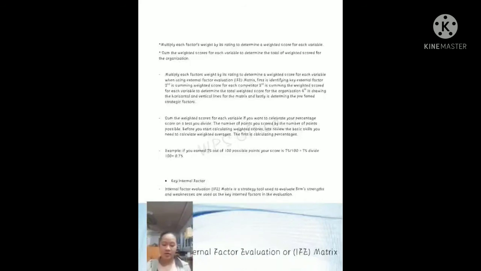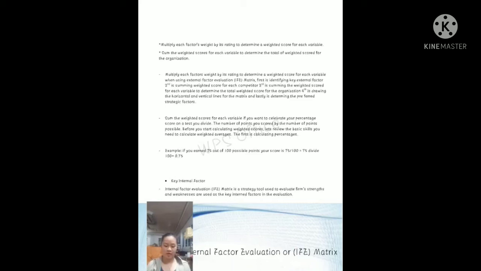Internal Factor Evaluation or IFE matrix: multiply its factor weight by its rating to determine a weighted score for each variable, as when using the External Factor Evaluation, EFE, matrix. First, identify key internal factors. Second is summing the weighted score for each competitor. Third is summing the weighted score for each variable to determine the total weighted score for the organization. Fourth is drawing the horizontal and vertical lines for the matrix and identifying the pertinent strategy factor.